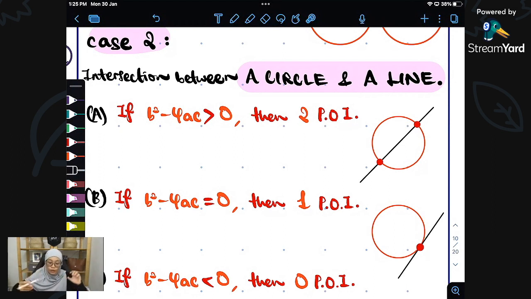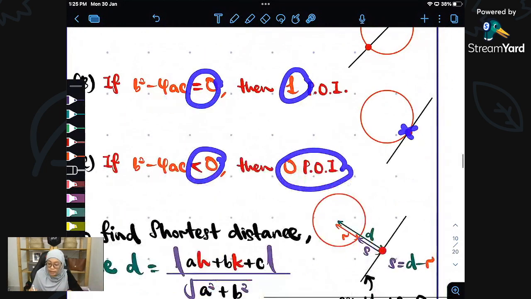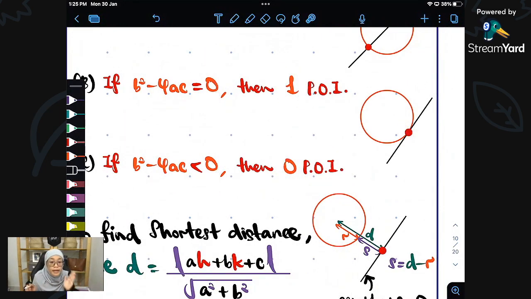Okay? So if you can see here, there are also 3 conditions. If b squared minus 4ac is more than 0, it means they have 2 intersection points. If it is equal to 0, there is 1 intersection point. If it is less than 0, there is no intersection point at all.